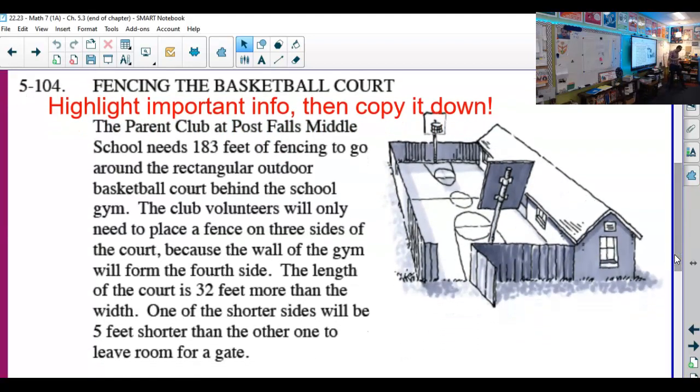The parent club at Post Falls Middle School gave 183 feet of fencing to well-known rectangular outdoor basketball behind the school gym. The club volunteers will only need place a fence on 3 sides of the court because the wall of the gym will form the 4th side. The length of the court is 32 feet more than the rest of the field. One of the short sides will be 5 feet shorter than the other one.